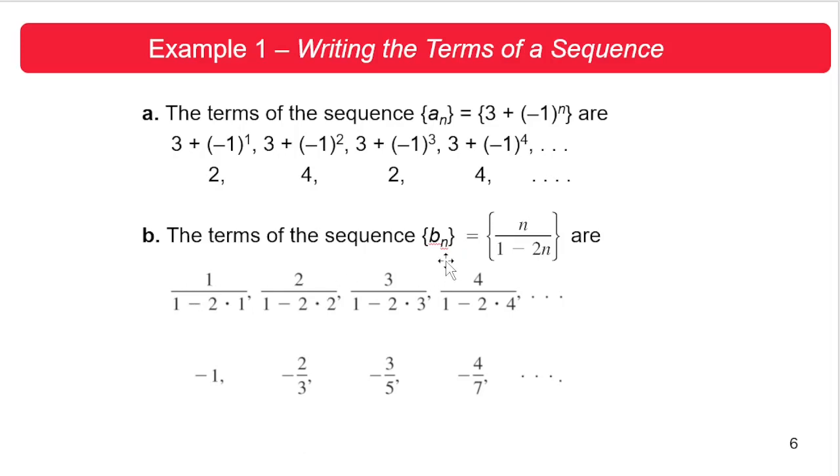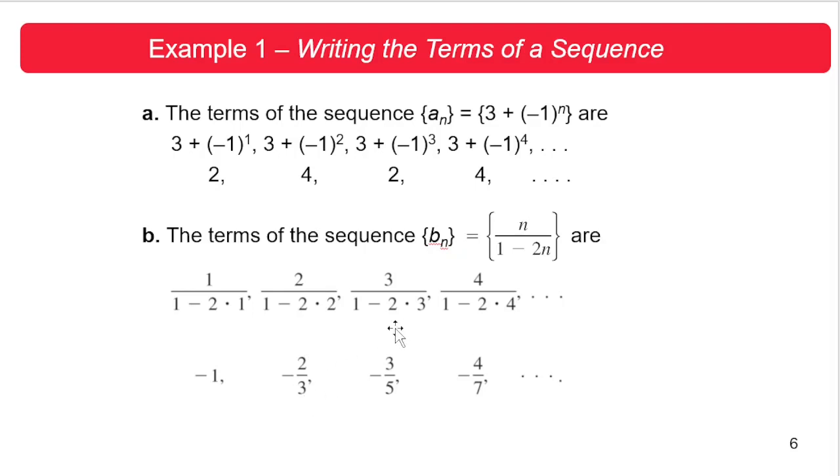Okay, next example. Suppose you're given the sequence defined by b sub n equals n over 1 minus 2 times n. Again, if we assign n as 1, you have b sub 1 is 1 over 1 minus 2 times 1. But 2 times 1 is 2, and 1 minus 2 is negative 1, and 1 over negative 1 is negative 1, which is the first term of the sequence. If the value of n is 2, then you have 2 over 1 minus 2 times 2, but 2 times 2 is 4, so 1 minus 4 is negative 3, and therefore you have 2 over negative 3 as the second term of the sequence.